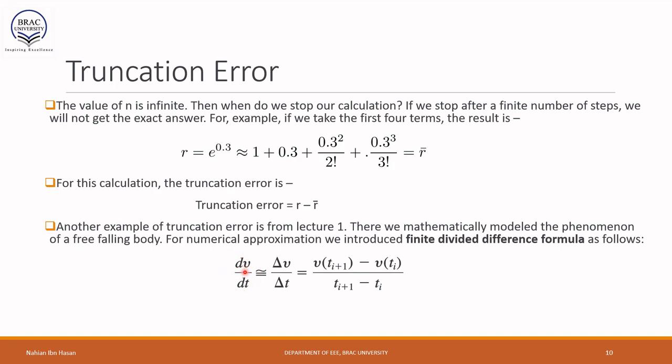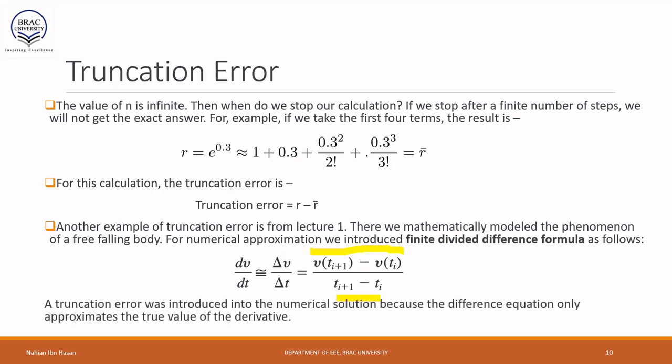For example, the term dv by dt can be represented using algebraic notation. In the numerator, you use v at t i plus 1 minus v at t i, and in the denominator you use the time step. We will look into this in more detail in later lectures, and you will see that the finite divided difference formula is where we discard the higher order terms, and that's where the numerical error comes into play, due to the discarding of higher order differential terms. For now, you just use it as an example.